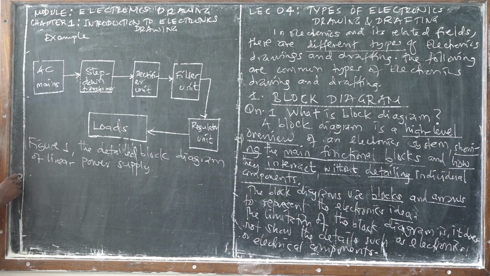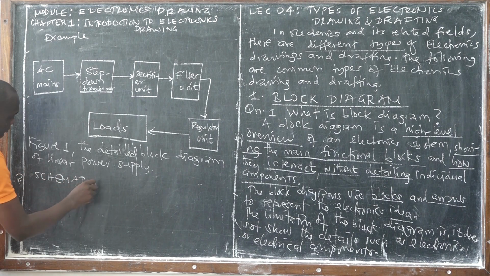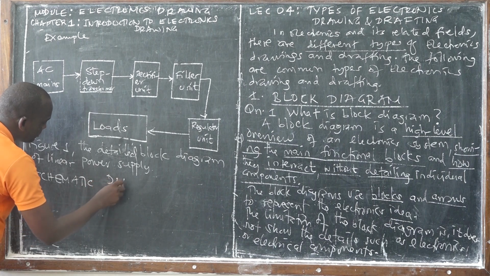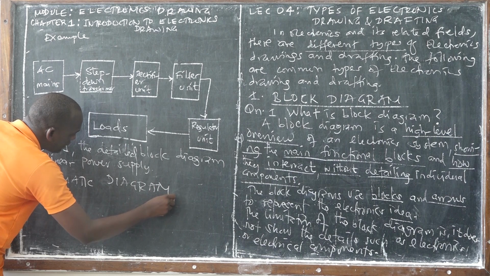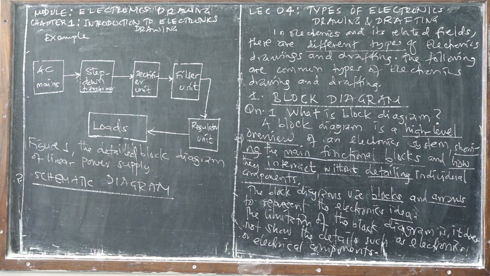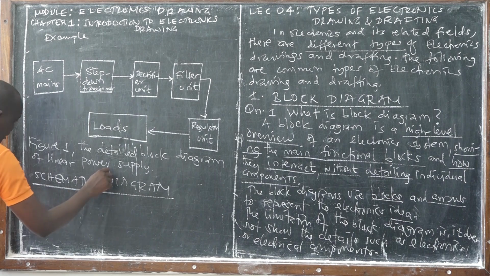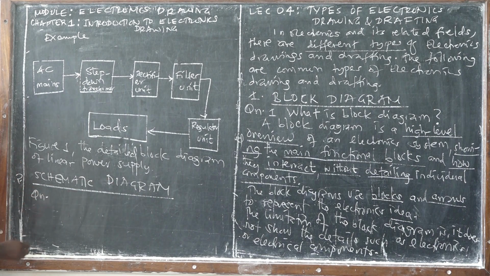Then the second type of electronics drawing, the electronics drafting, is called the schematic diagram. Say schematic diagram. So what is it? Ask your neighbor, because we discussed this one. What is a schematic diagram?